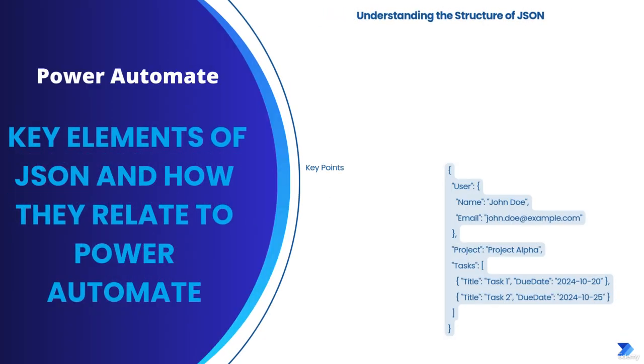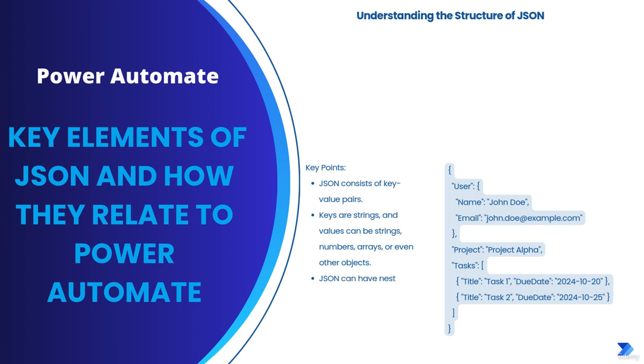Structure of JSON data. Understanding the structure of JSON is crucial for effective parsing. JSON is made up of key-value pairs. Each key, like name or age, is a string, and it is followed by a value, which could be a string, number, array, or even another object. Let's break down an example.